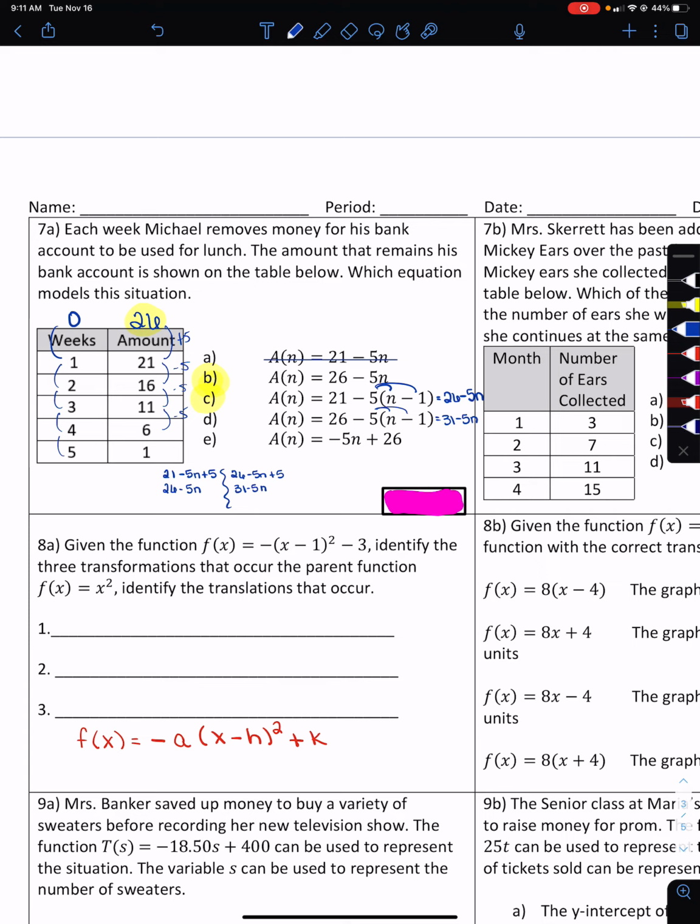D has a y-intercept of 31, so it is not going to be D. And E has a y-intercept of 26 and a slope of negative 5. So that one's also a correct answer. So I have 3 answers on this one. It is B, C, and E. Okay, all right, try 7B.